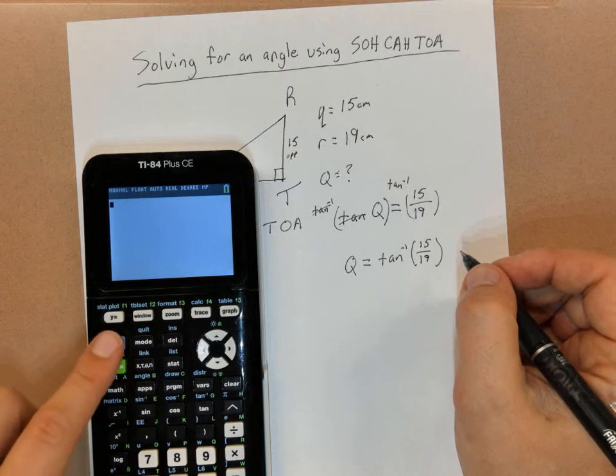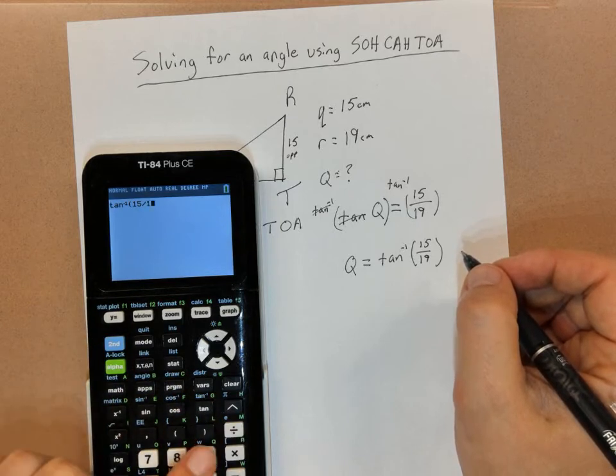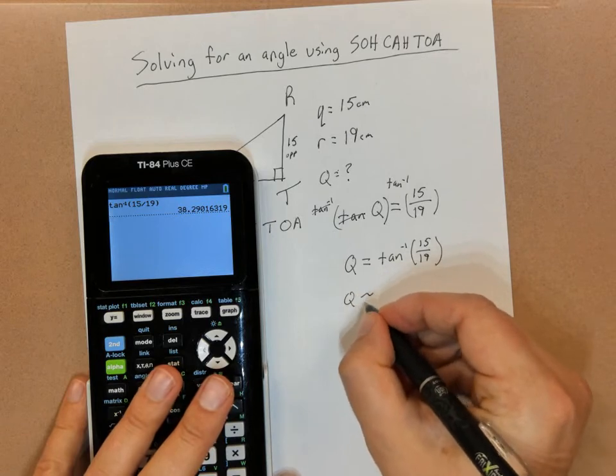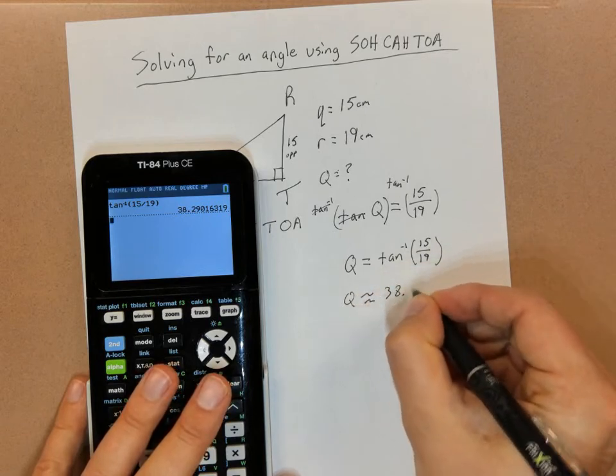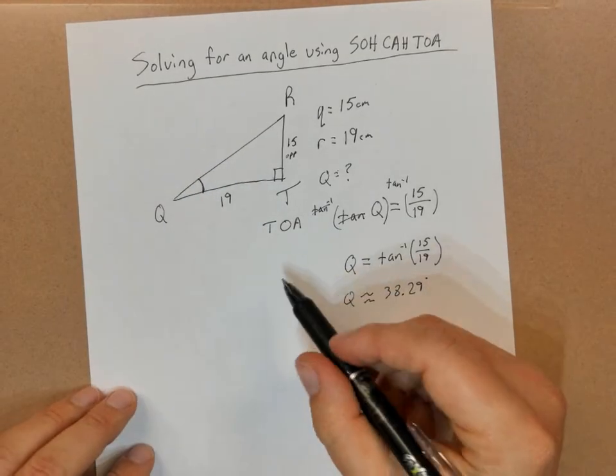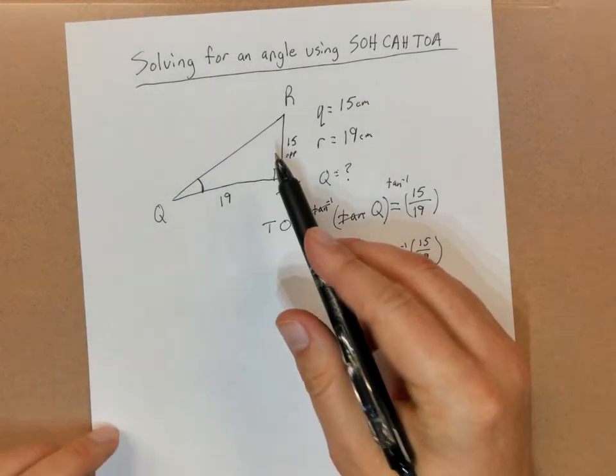So now when I type this in, I'm going to do second tangent. I'm going to just type in my fraction, 15 over 19. Close my parentheses, press enter, and you should get angle Q is about 38.29 degrees.